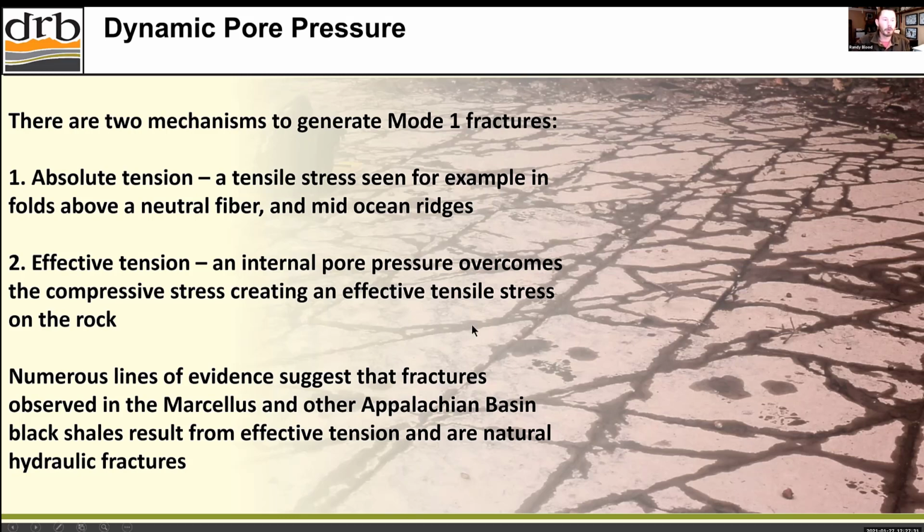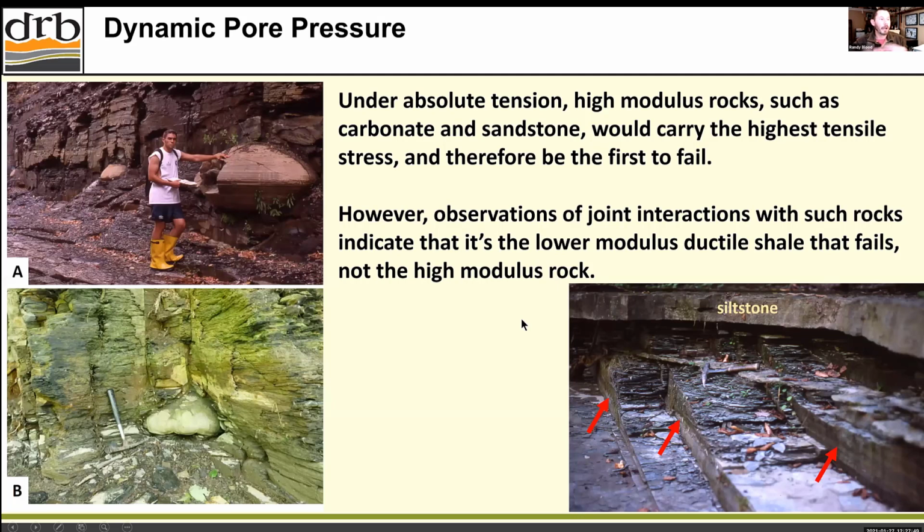And there are a number of lines of evidence that I want to go through rather quickly that suggest that these fractures that we see all throughout the Marcellus and these other black shales in the basin are indeed the result of effective tension, in our natural hydraulic fractures. So one, under absolute tension, high modulus rocks like sandstones, carbonates, those types of things, carry the highest stress. So therefore, you would expect them to be the first to fail.